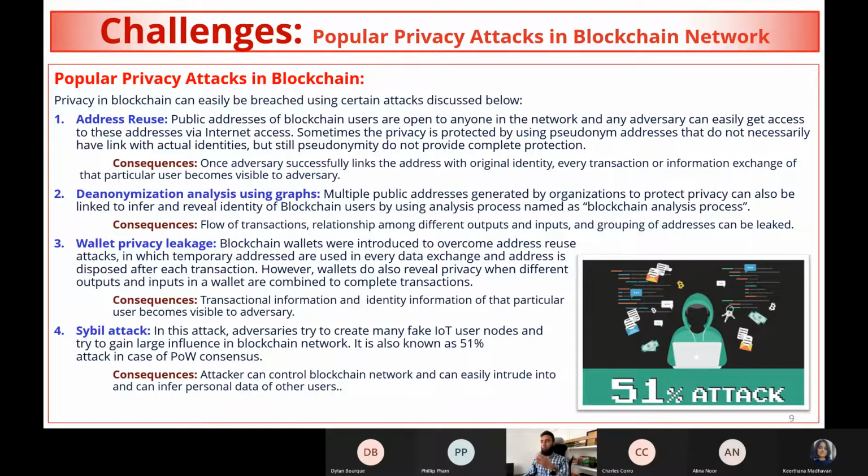Let's say we form a graph and see this transaction: this person is carrying out a large number of transactions. These two people are carrying out a large number of transactions among each other. So they might be linked in some way, they might be friends. So this is called de-anonymization using graphs.